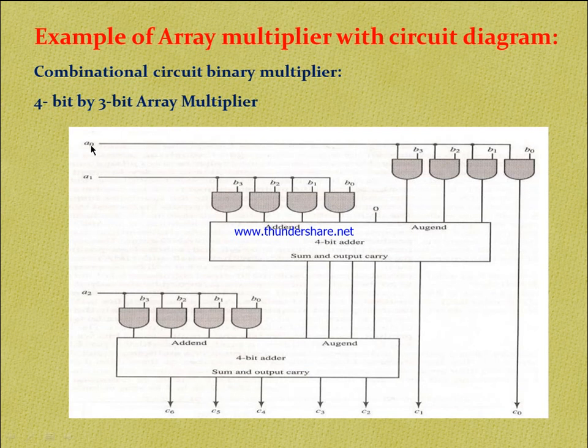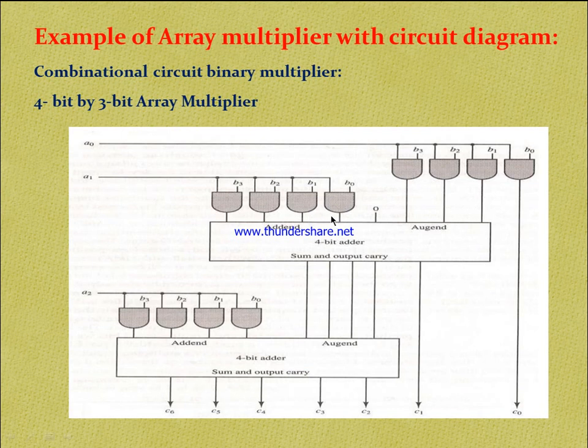So we know that A0 into B0 is directly propagated to the result. That's why it is here. This is the first step, and I will get the first partial product here. Now for the next partial product, the multiplier A1 should be multiplied with all the multiplicands. So here I get the second partial product. This is the first partial product, this is the second partial product.